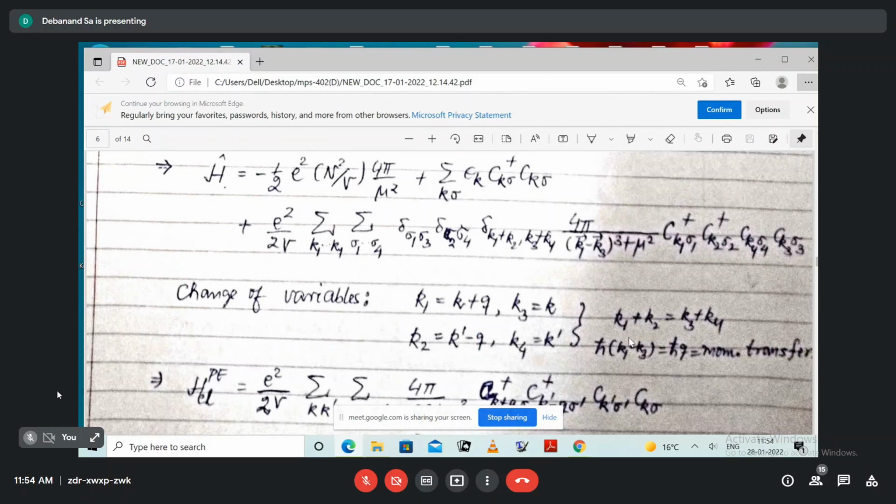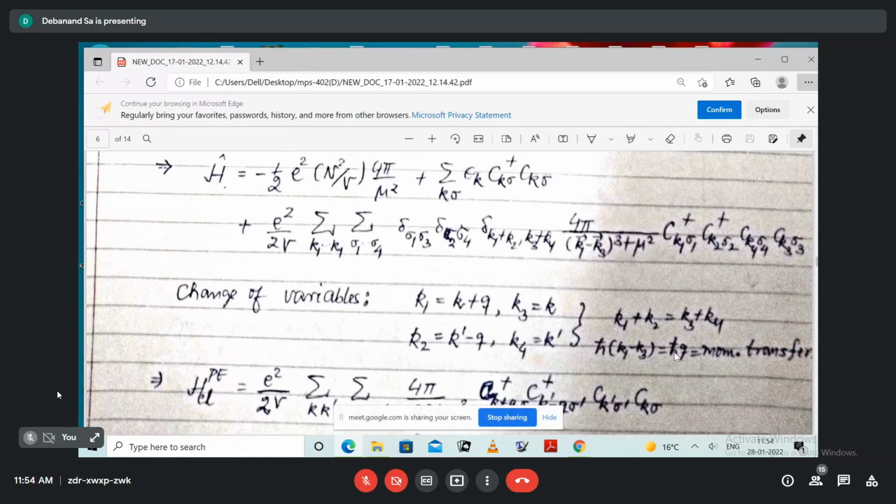And see, it is k1 plus k2. Your q will cancel, k plus k prime. And k3, k4 equal to k plus k prime. Very good. So this is going to be satisfied if I take this combination. And then in the process, h cross k1 minus k3, this k will cancel, and this is going to be h cross q, that's a momentum transfer.